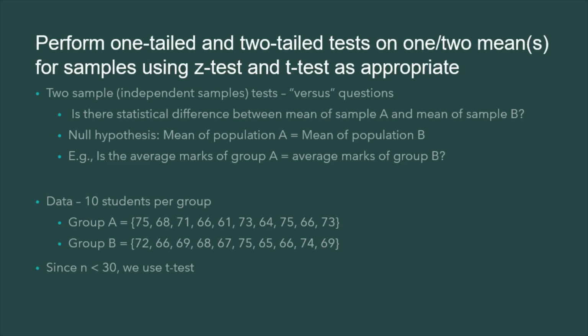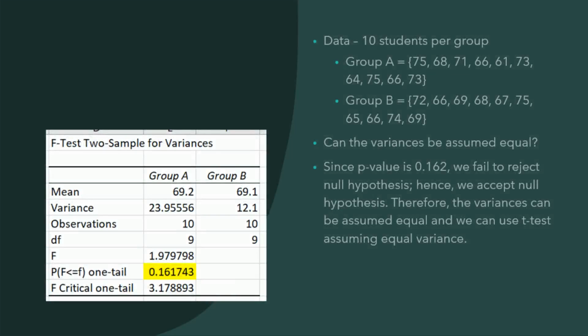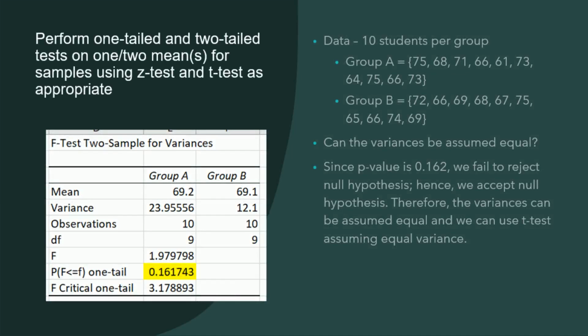Since the sample sizes are less than 30, we can only use t-test. First, we have to check whether the variances can be assumed equal. If yes, the variances can be assumed equal, then we can use t-test assuming equal variance. If no, the variances cannot be assumed equal, then we must use t-test assuming unequal variance. For simplicity's sake, I will use f-test two samples for variances in Excel.